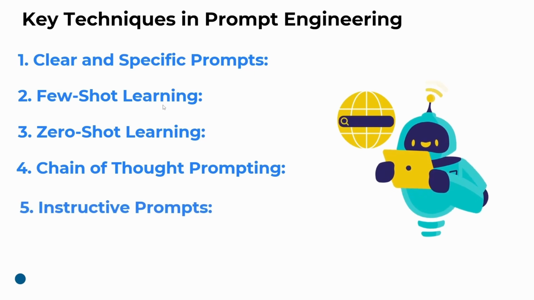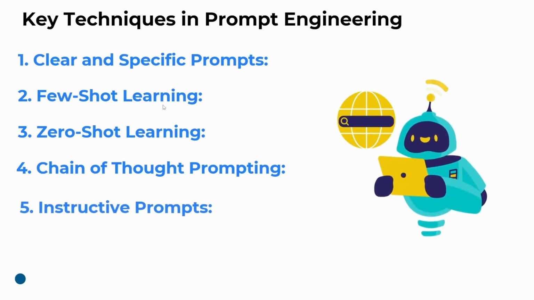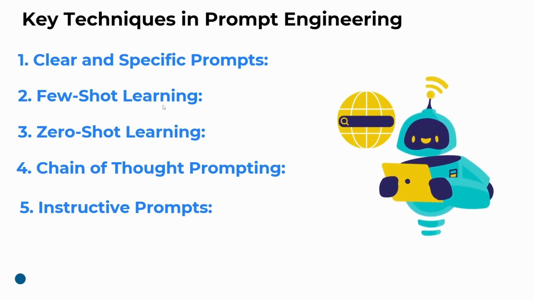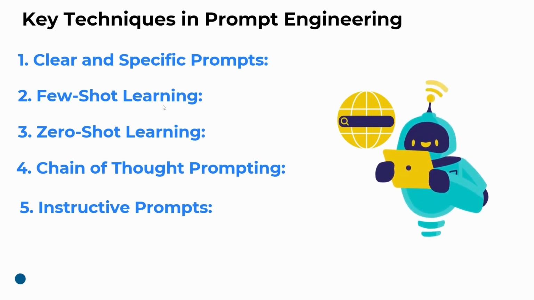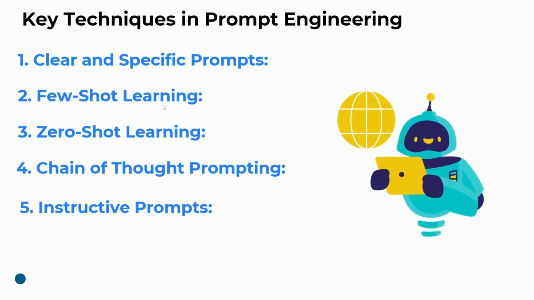Next one is instructive prompt, providing the model with a clear instruction within the prompt to guide the type of response. For example, "write a short story about a space adventure but keep it under 100 words". This is an example of an instructive prompt.